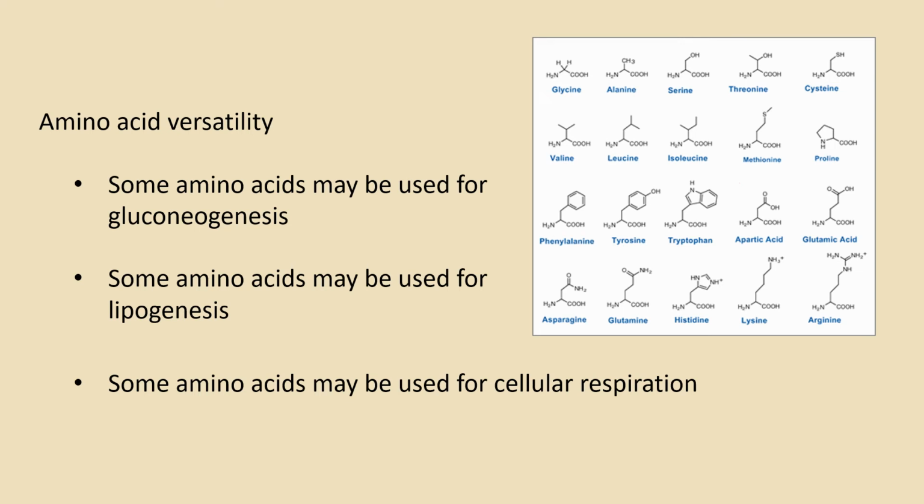We also use amino acids in other ways. Certain amino acids can be used for gluconeogenesis. They can be used to create new molecules of glucose. Some amino acids can be used for lipogenesis. You can take amino acids and convert them into lipids. Your liver cells can do that. Your fat cells can do that. And then some amino acids can feed right into that Krebs cycle and be used to support cellular respiration.